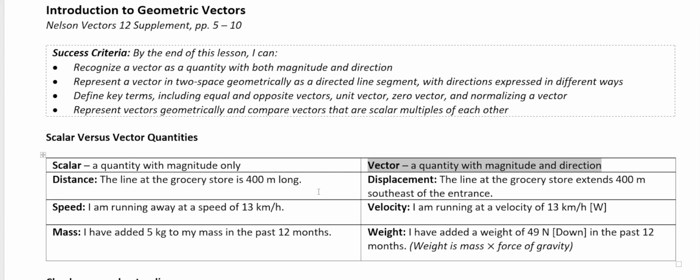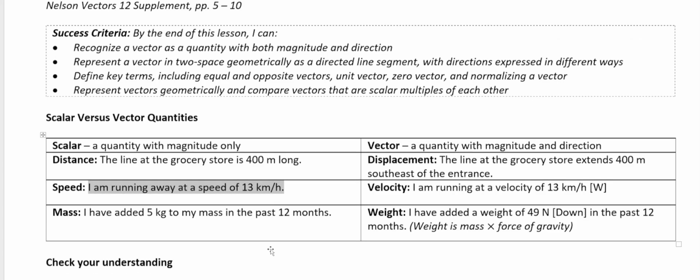So a scalar quantity could be like distance, so the line at the grocery store is 400 meters long, whereas displacement could say the line at the grocery store extends 400 meters southeast of the entrance. So you've got both your magnitude and your direction there. Speed is another classic example. Speed is just the magnitude of the displacement over time, whereas velocity is displacement over time with a specific direction right there. Okay, speed again is only the magnitude, no direction.